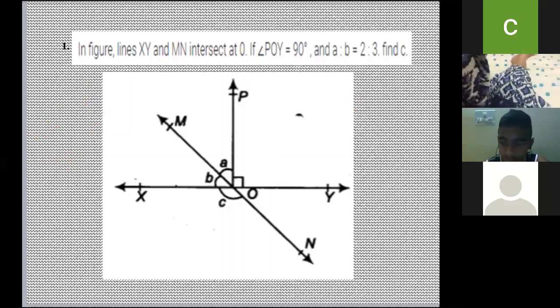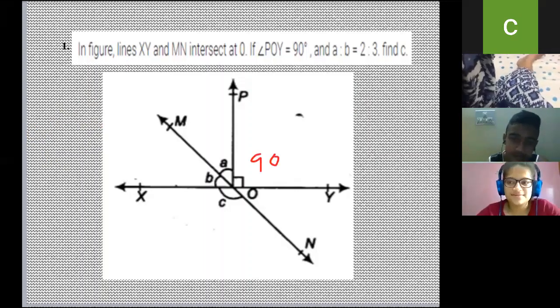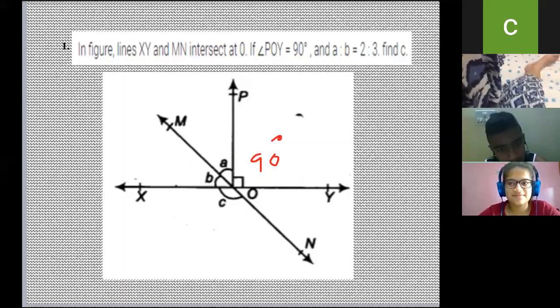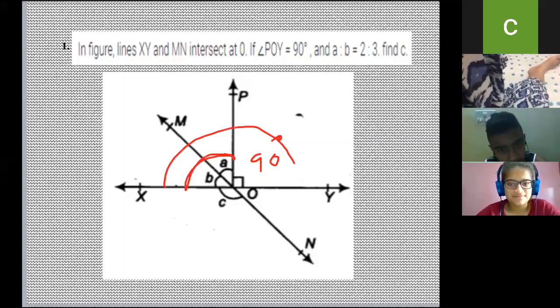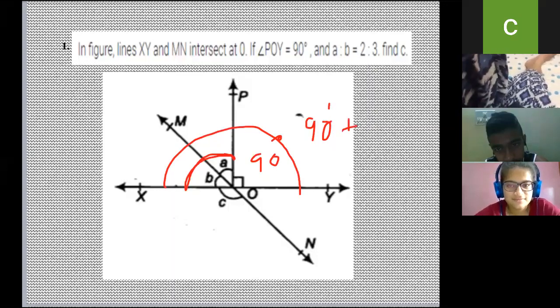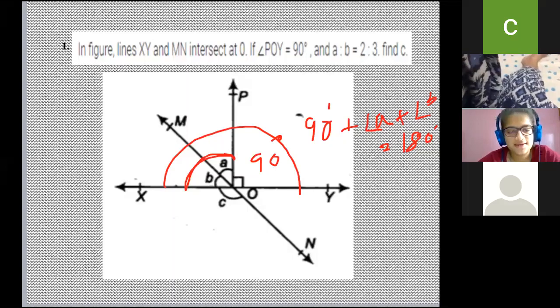From this figure, angle POY is 90 degrees. What will be the value when you observe this, children? 90 degrees plus angle A plus angle B is nothing but 180. It is angle on a straight line. Yes or no? Straight angle. What is the value of a straight angle? 180 degrees. Therefore, angle A plus angle B equals 90 degrees.